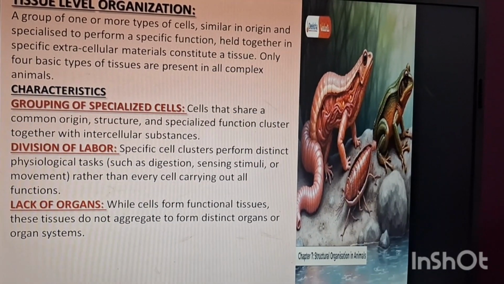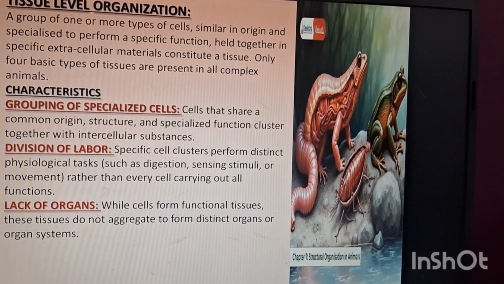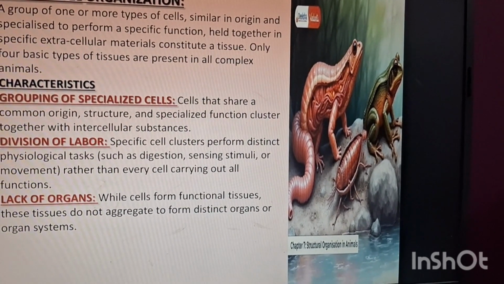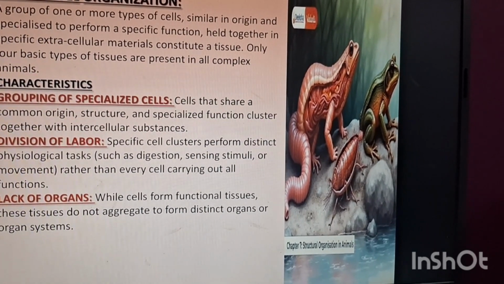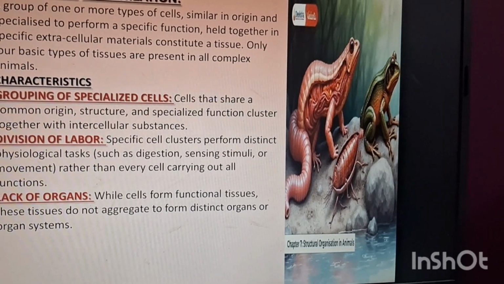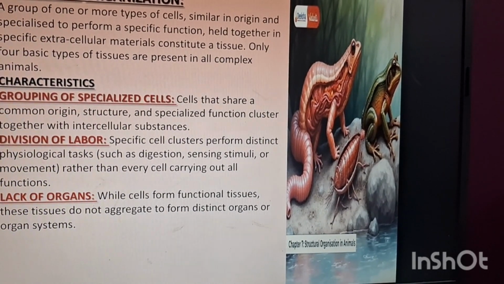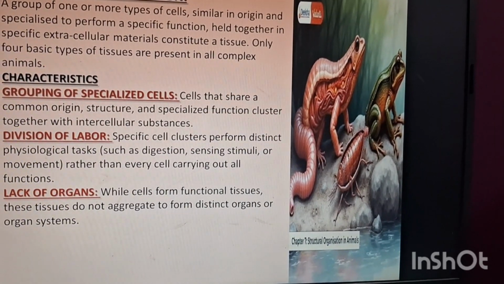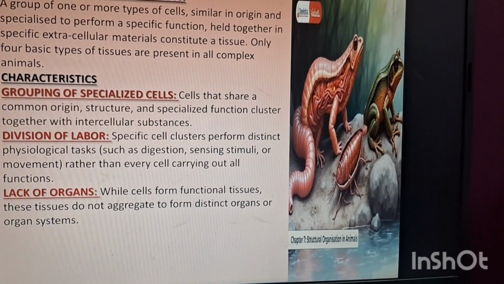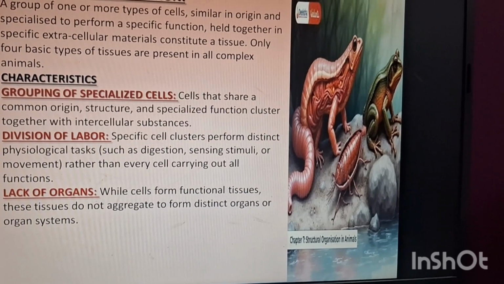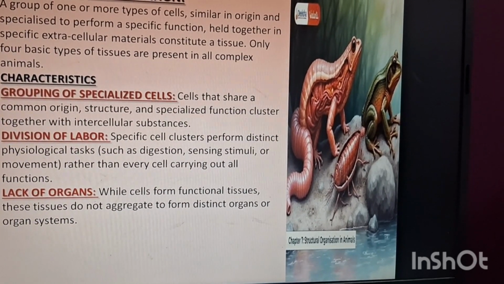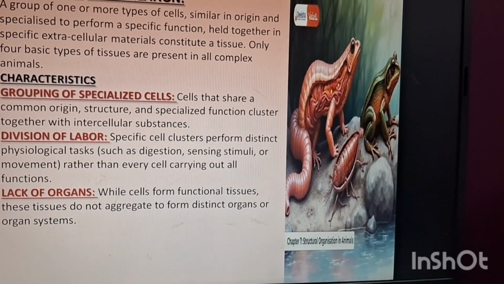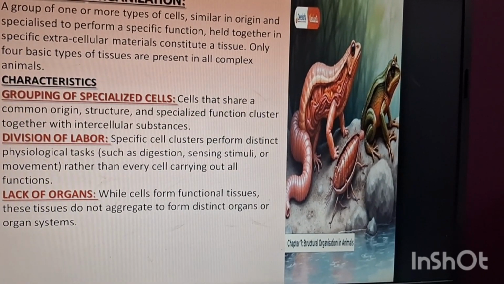Tissue level organization. A group of one or more types of cells similar in origin and specialized to perform specific functions, held together in a specific matrix of cellular materials, constitutes a tissue. Only 4 basic types of tissues are present in all complex animals. Characteristics of the tissue level organization: grouping of specialized cells. Cells that share a common origin, structure and specialized function are clustered together with intercellular substances.